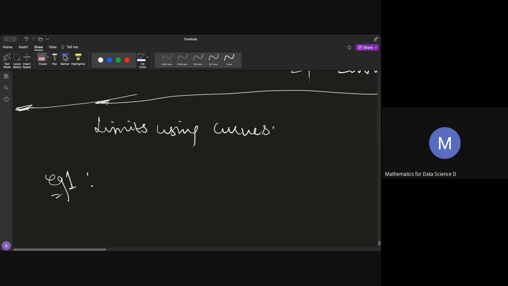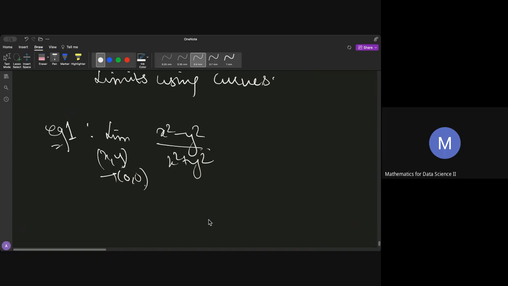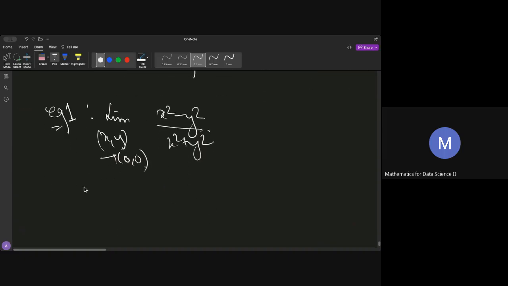So the first example that we did was (x square minus y square) by (x square plus y square) when (x, y) tends to (0, 0). Earlier we did it using the sequential approach. Now we'll use the curve approach. That means you just have to find the curve. The first step is to find a curve that passes through (0, 0). A curve in R2, obviously, because this is two variable. So a curve in R2 passing through (0, 0).